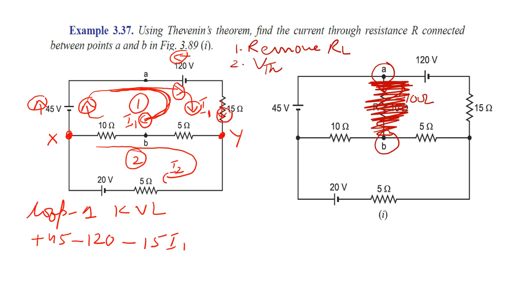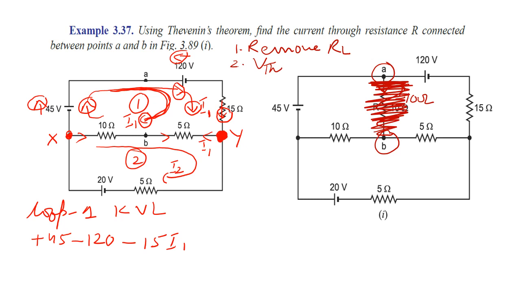Now, when this current comes to this point, the current will divide, some current will go here and some current will go here. This I2 current is coming here, and this I1 is passing from here. So I1 is coming like this and I2 is coming like this, but we are applying the KVL rule in loop number 1.